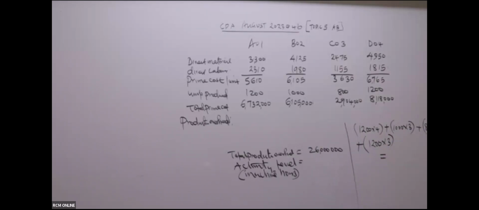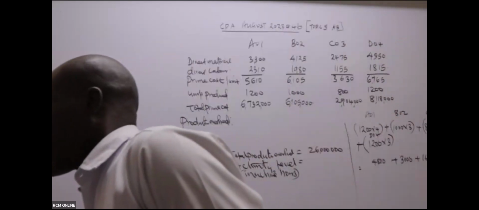So what is your total machine hours? Of course, the next thing, we have A1, B2, C3, and D4. If I decide to break it further, this one will give me 4,800, plus 3,000, plus 1,600, plus 3,600.